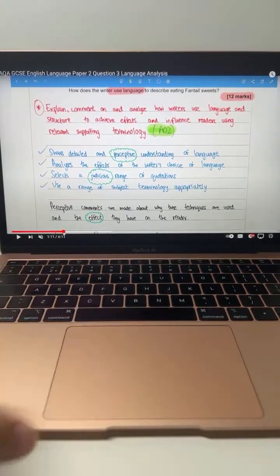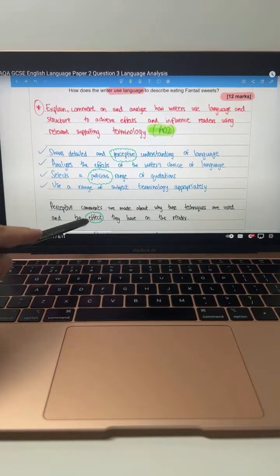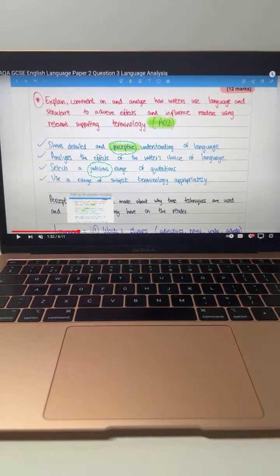Perceptive comments are made about why these techniques are used and the effect that they have on the reader. So don't just tell us in the exam next week, oh, it makes the reader feel sympathetic. How many times have you all written this?